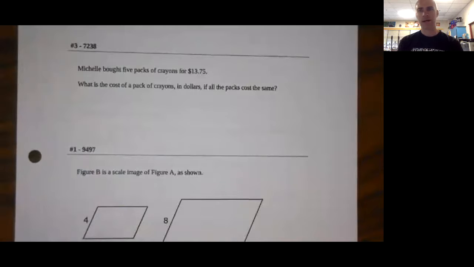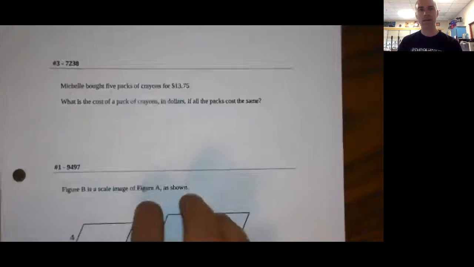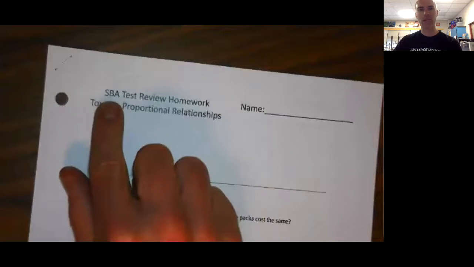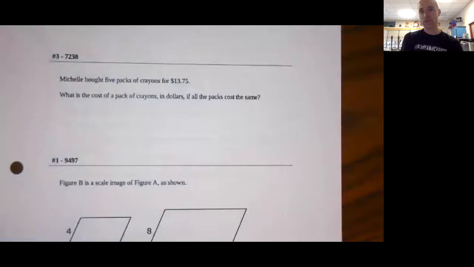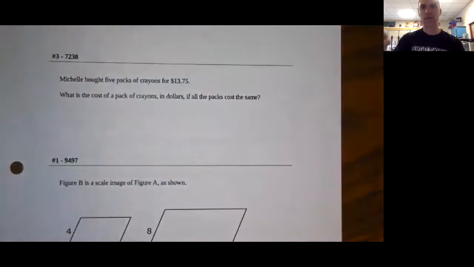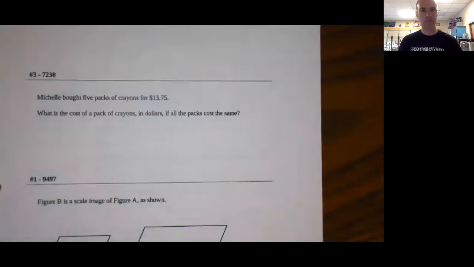So remember, this assignment is meant to prepare you for the SBA test. That's the big state test that you will take in May. That's still 2 months from now, so we don't have to be stressed out about it right now, but it's good to be preparing well in advance. So that's what we're preparing for here, looking at some of the old stuff we've done, this proportional relationship stuff.